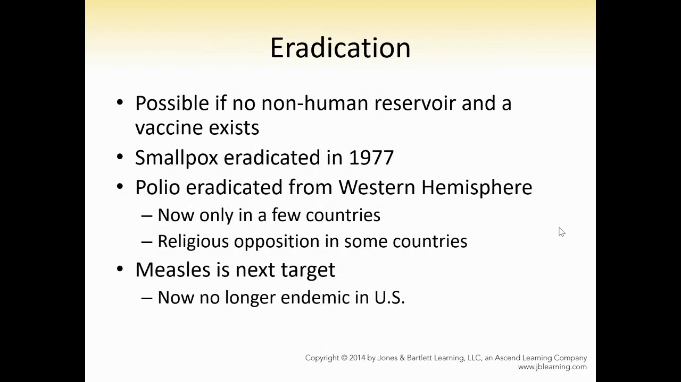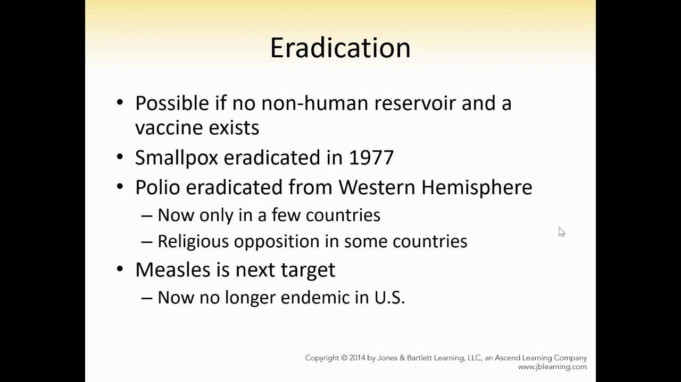There's also been eradication. This is possible if there is no non-human reservoir and a vaccine exists. For example, smallpox was eradicated in 1977. However, there are still laboratories that contain the virus. And now, since so much time has passed and we do not give out vaccinations for smallpox, there is a slight possibility it could come back.